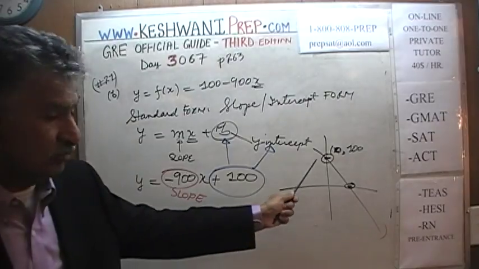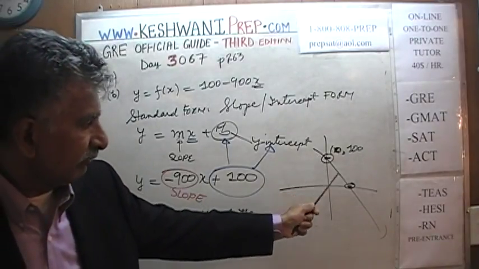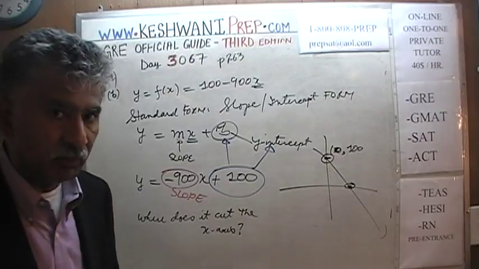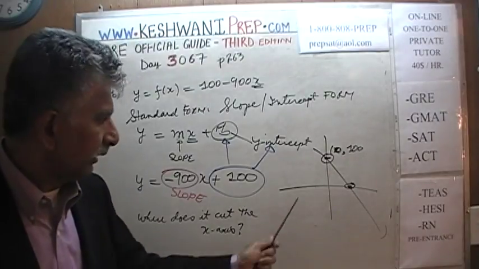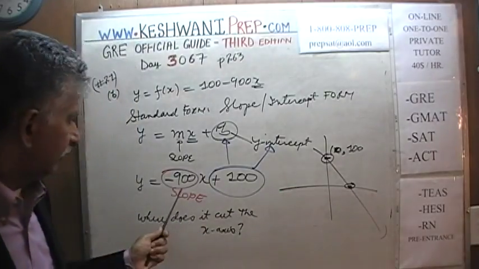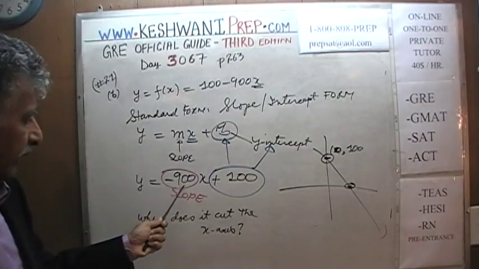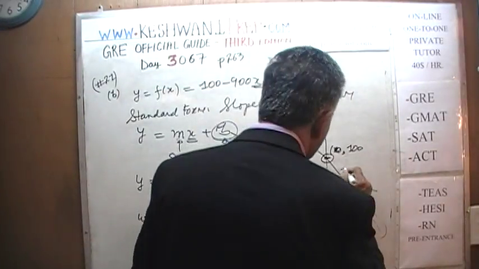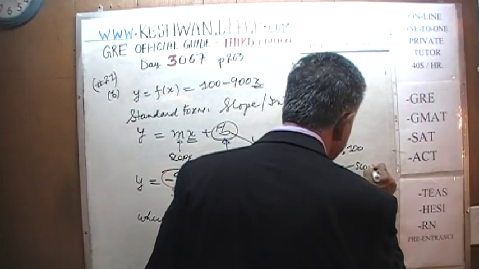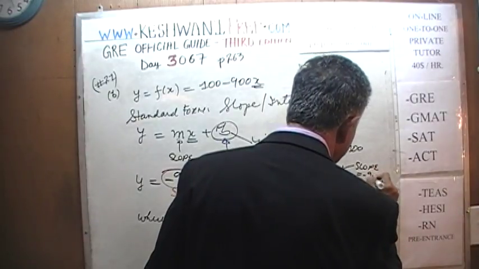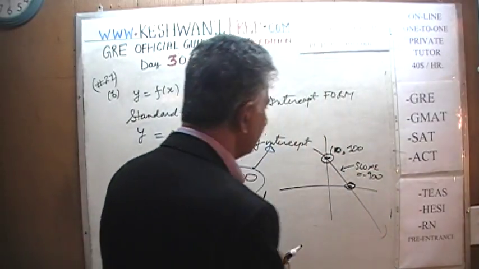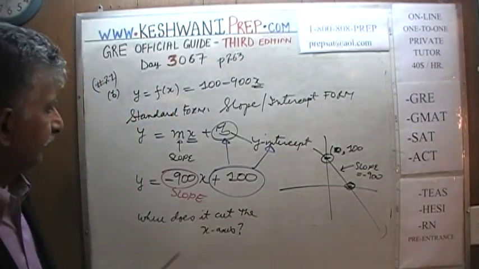It just so happens, purely by chance, that the line that I drew is in fact negatively sloped. It wasn't pre-planned, it wasn't premeditated. I just happened to draw a line which is negatively sloped. It's just as well, because we have a negative 900. So the slope of this line is negative 900. The question is, what is this other point? Let's find out, shall we?